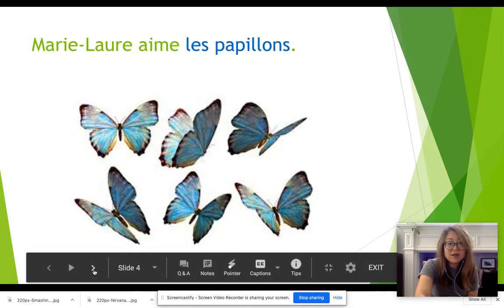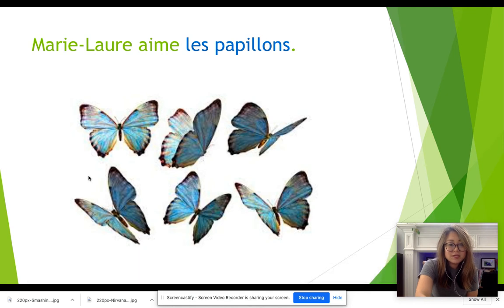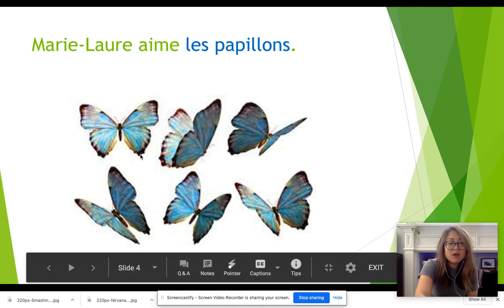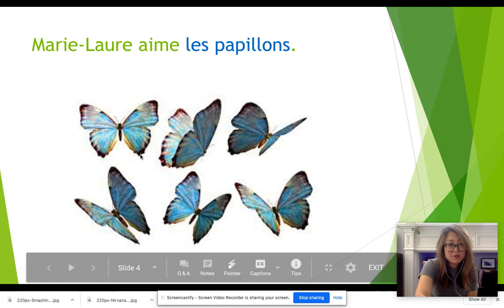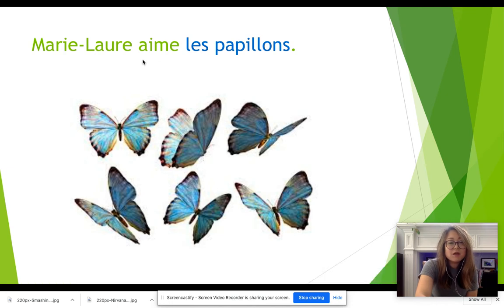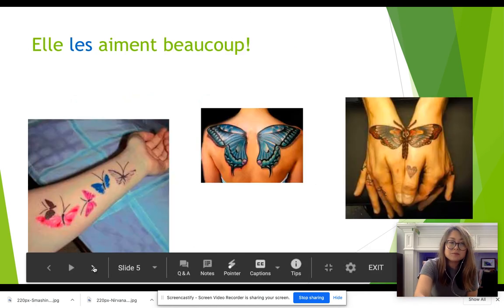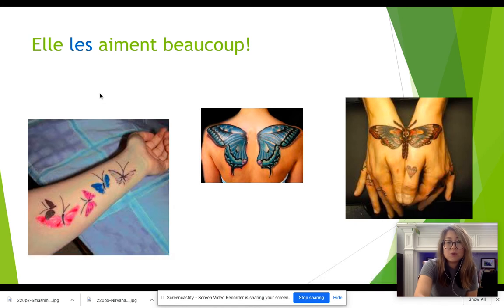Marie-Laure aime les papillons. Voici des papillons. Marie-Laure likes butterflies. So we see that the action, the verb is aime, like. Les papillons, the butterflies, are the object, are the direct object. It's what's being liked. Elle les aime beaucoup.